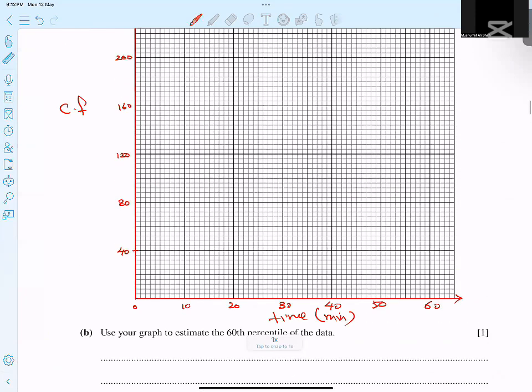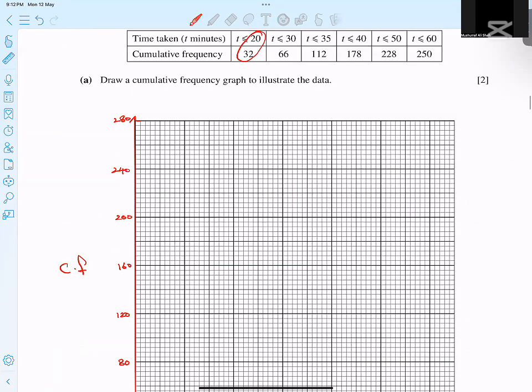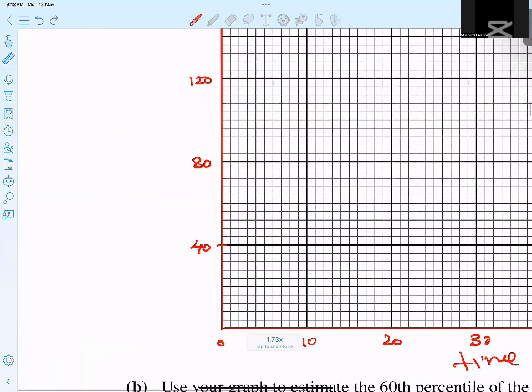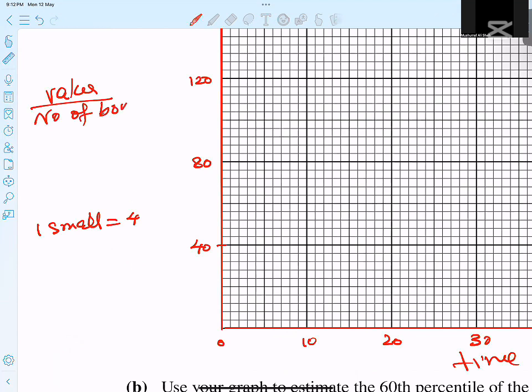Now I'm starting with 20 and 32. But before we start, we must know what one small box is equal to. Let me tell you clearly: one small box equals 4. The formula is value divided by number of boxes. The value is 40 and the number of boxes is 10, so when I divide them, I get 4. So one small box is 4, and half a small box is equal to 2. This scale on the y-axis is very important. The x-axis is no problem at all. Students get problems with these things during the exam, so I try to address them.